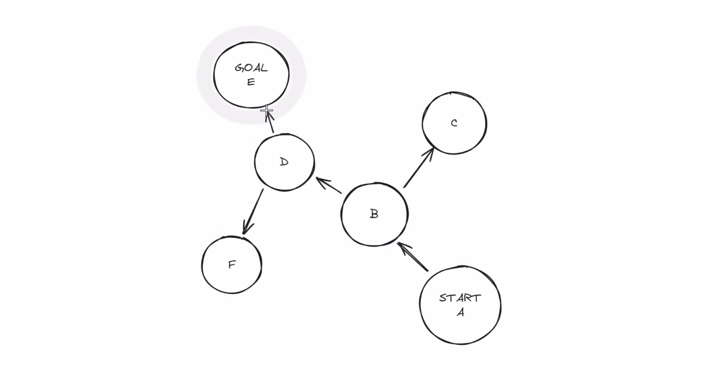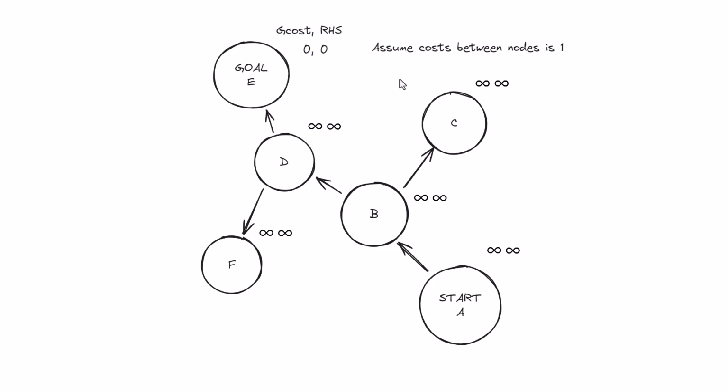The first one is called the G cost, and that's the actual cost from the goal to that particular node. And then we have a right-hand side value, and that is actually the estimated cost, like a best guess through the predecessor of what we think it's going to be. So the goal, of course, is going to be 0 because it costs us nothing to move to the goal. For every other node in the graph, it's going to start at infinity because we haven't calculated any values for them yet.